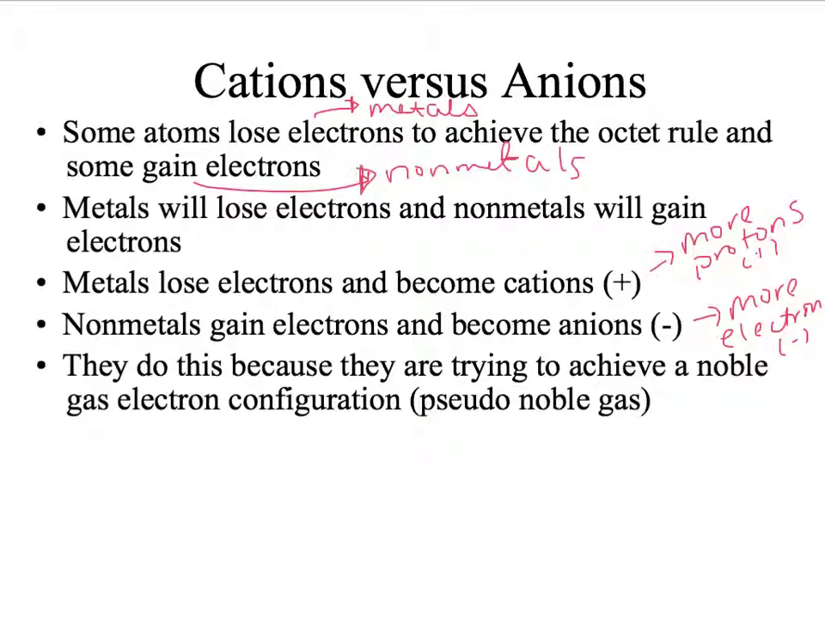So they do this again because they're trying to achieve a noble gas configuration. It's called a pseudo noble gas. If I look at oxygen, it starts out with 8 electrons. But it's in the column where it's a nonmetal and it's going to gain electrons. It's going to gain 2 electrons. So it's now going to have 10 electrons. The element that has 10 electrons is neon. Now, this element is not actually neon. It just has the electron configuration of a noble gas. So we call it a pseudo noble gas.